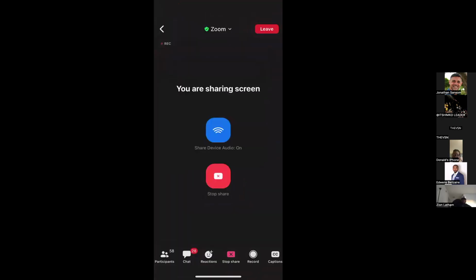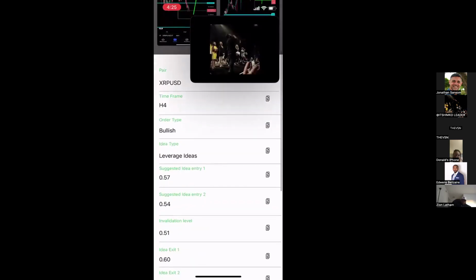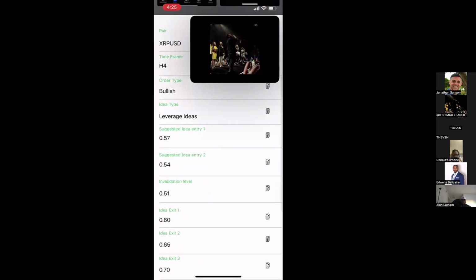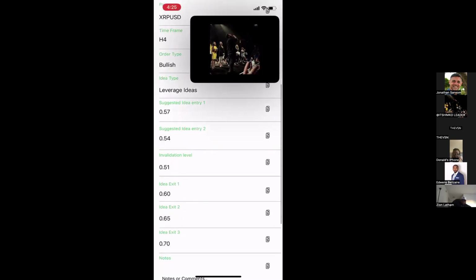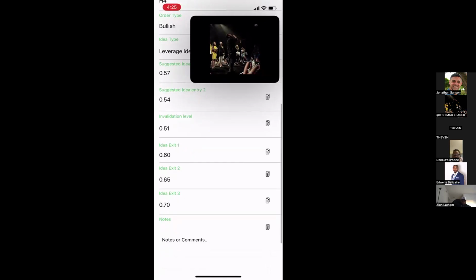Awesome. So I come here to Swipecoin. It's telling me what to do. And look, guys, it's telling you the time frame that you want to mark it up, the 4 hour. This is a bullish. Very important for you guys that are taking notes: bullish means that the market is going up. Bearish means that the market is going down. This is a leverage idea. The suggested entry that they're giving me is 57 cents and the next entry is 54, right?